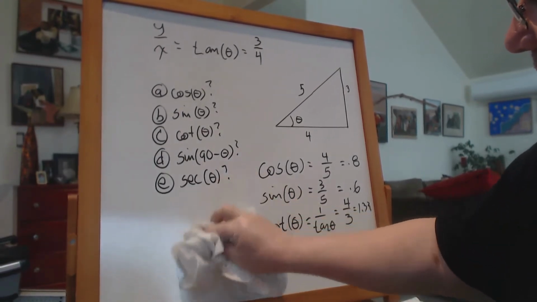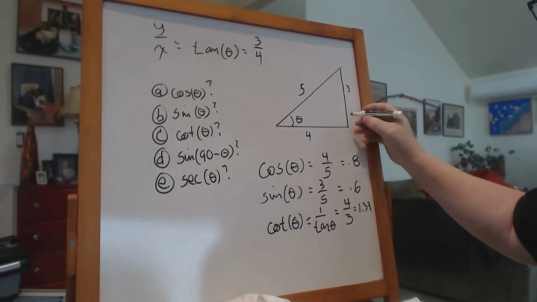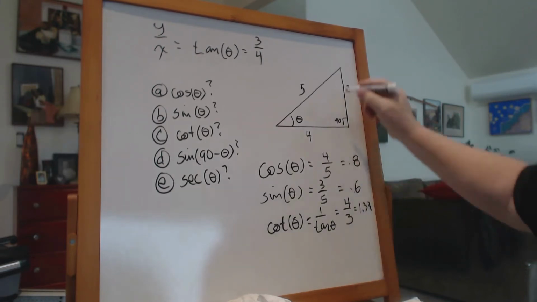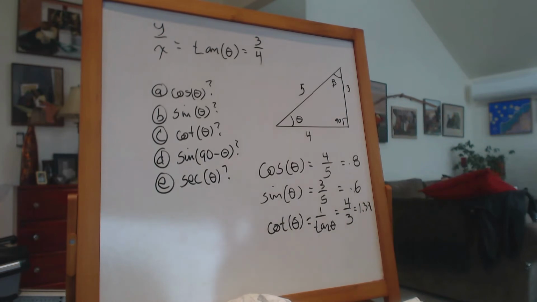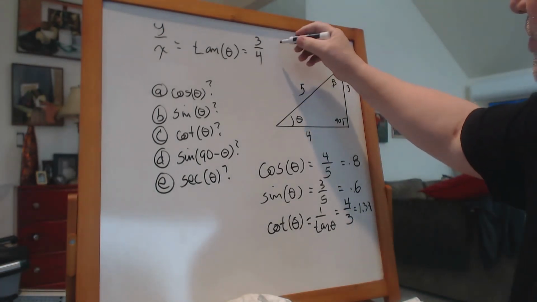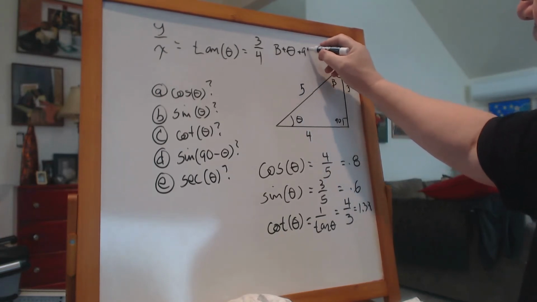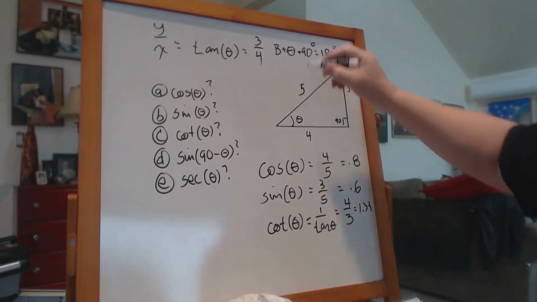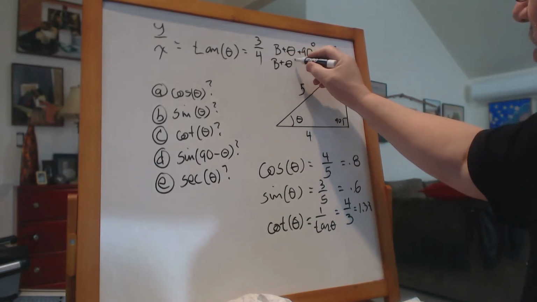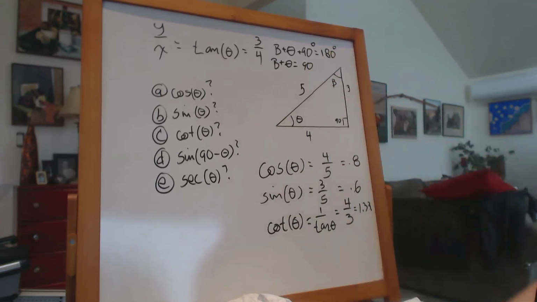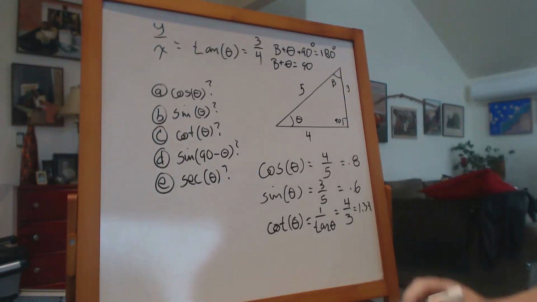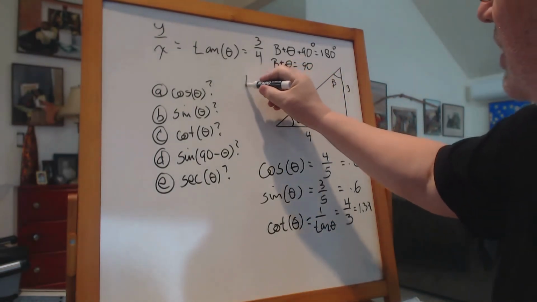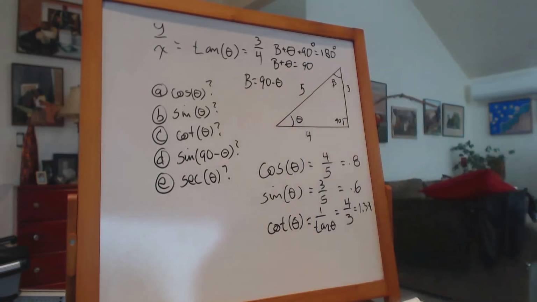What is sine of 90 minus theta? Well, we have here 90 degrees, and this is equal to beta, okay, and beta plus theta plus 90 equals 180 degrees, but beta plus theta equals 90. So beta is equal to 90 minus theta. So that's the sine of the angle we want.